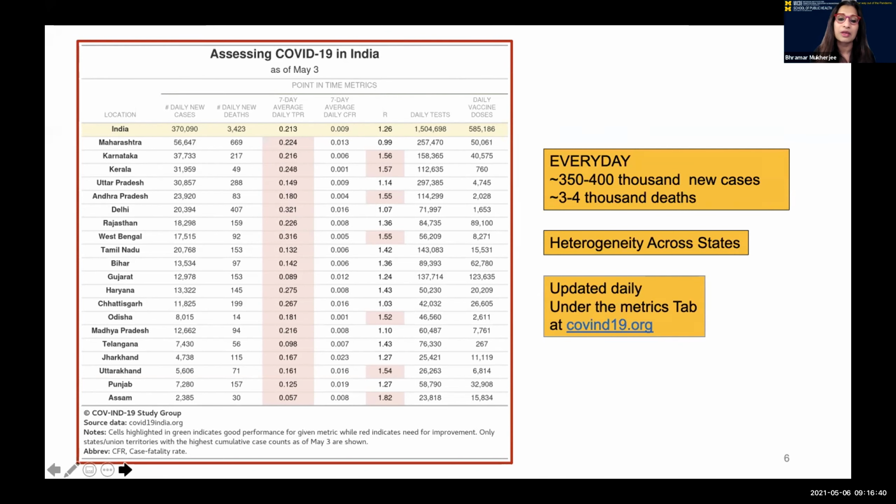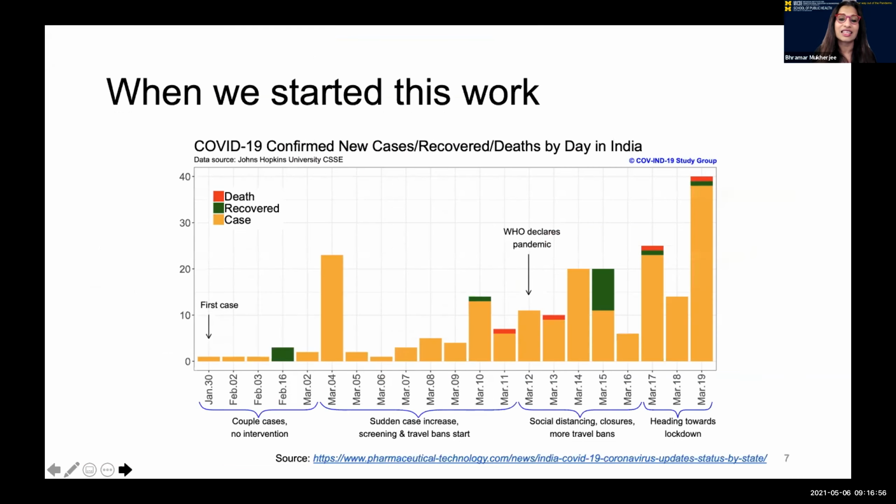We have written papers, but I think in terms of public engagement and everyday updating, this app has been the truly remarkable contribution. And the University of Michigan School of Public Health students have made a difference with data in this case.